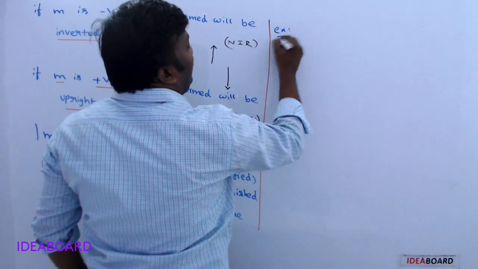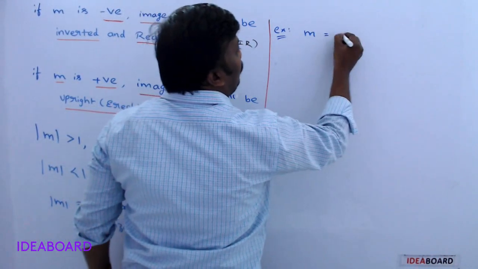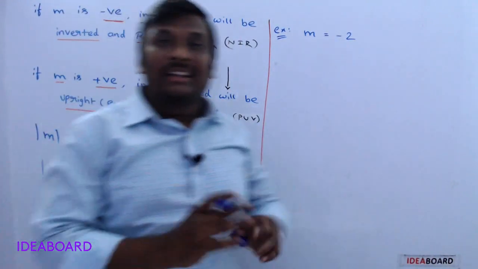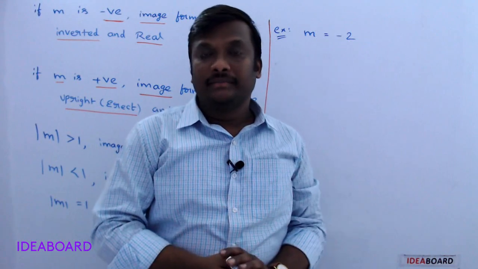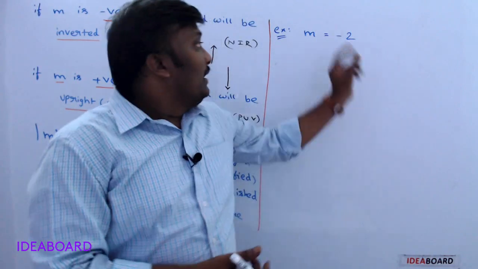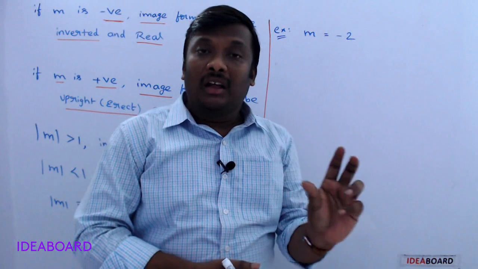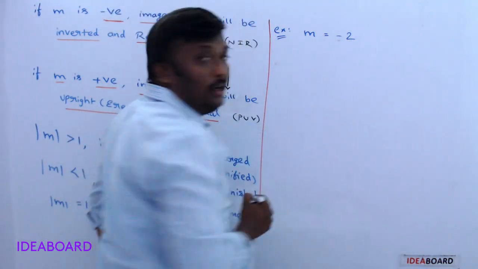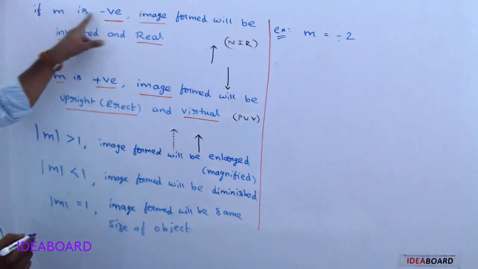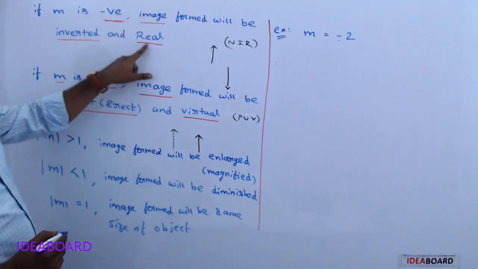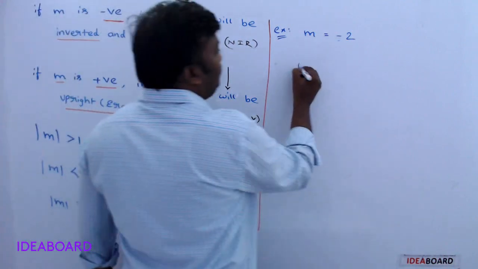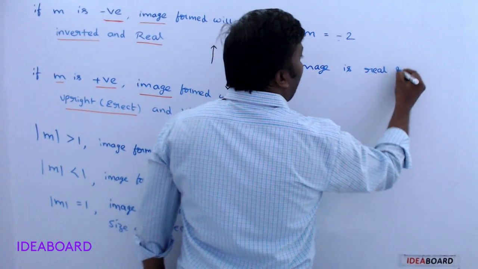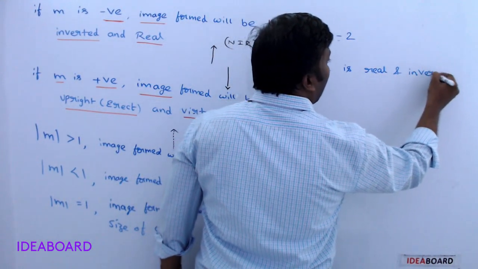Now, see one example. They say M is equal to minus 2. What are the characteristics of the image? The first one, see the negative sign. What is the meaning of negative? Negative means the image is real and inverted.